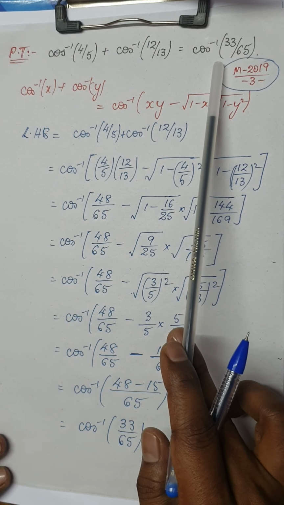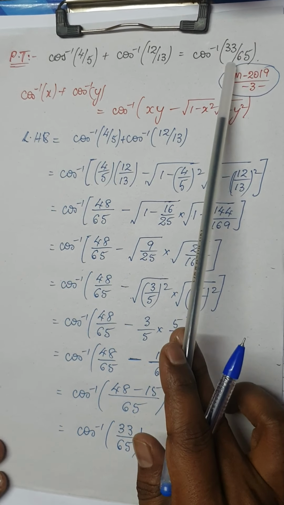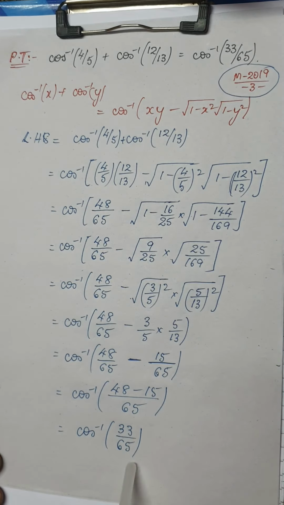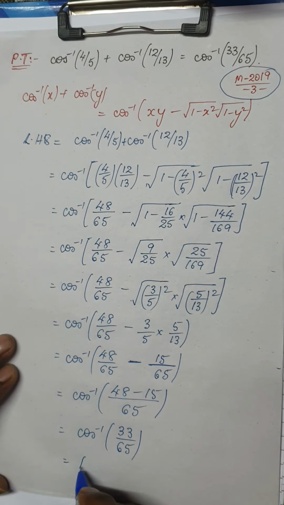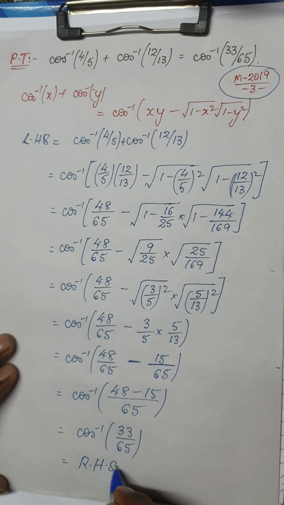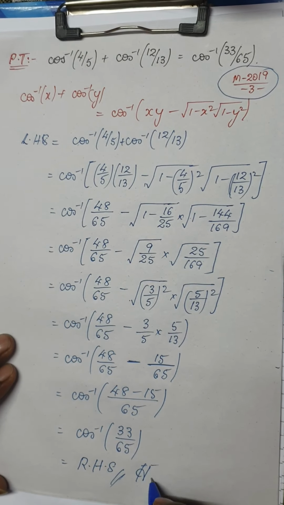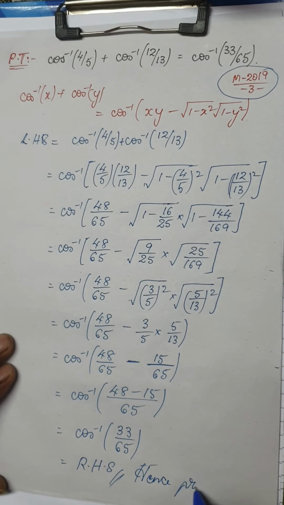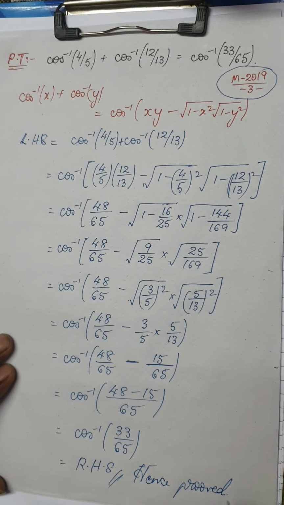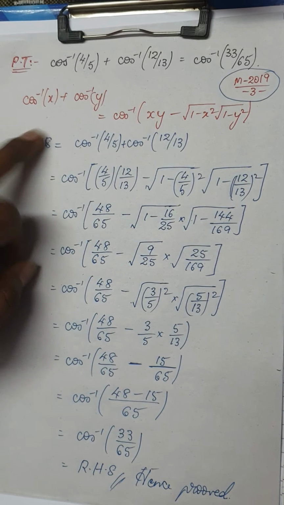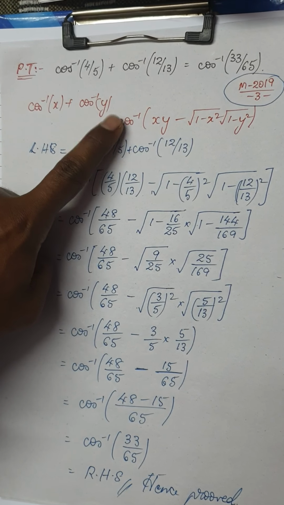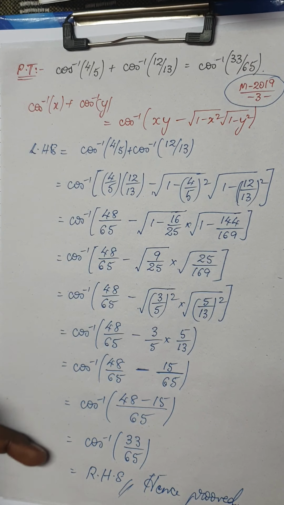The RHS I am supposed to get as cos inverse of 33 by 65, and that is what I have got, cos inverse of 33 by 65. So I have considered the LHS, I got my RHS. Hence proved. In this kind of situation, for a 3-marker question, it is always safer for you to use the formula, write it once and then use it. You can easily get 3 marks or even 2 marks if this question is given.